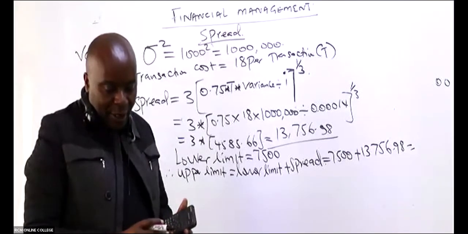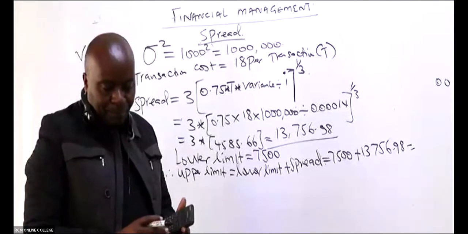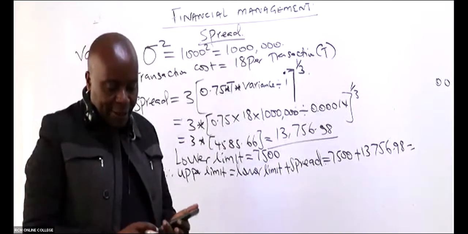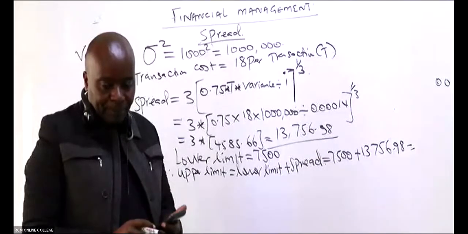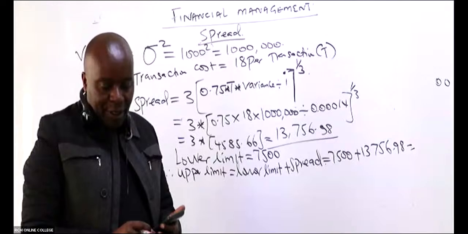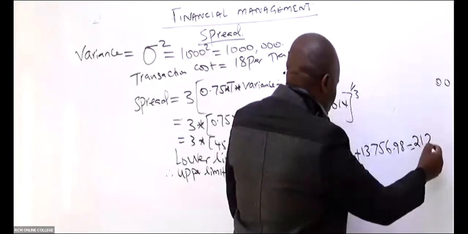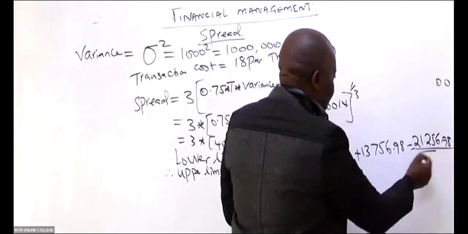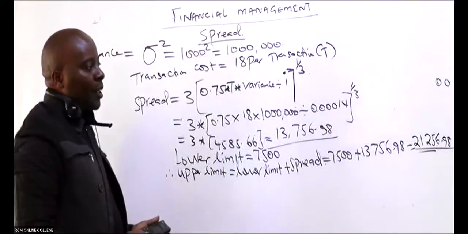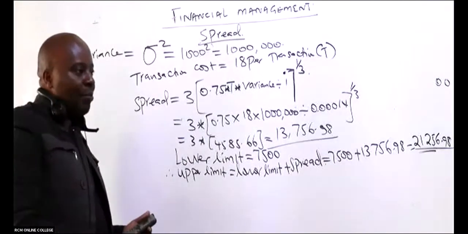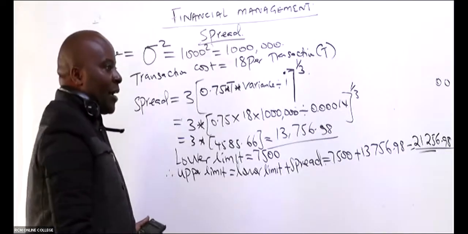What number are we able to get there? So 7,500 plus that gives 21,256.98. And then number 3, they wanted us to give them the return point.